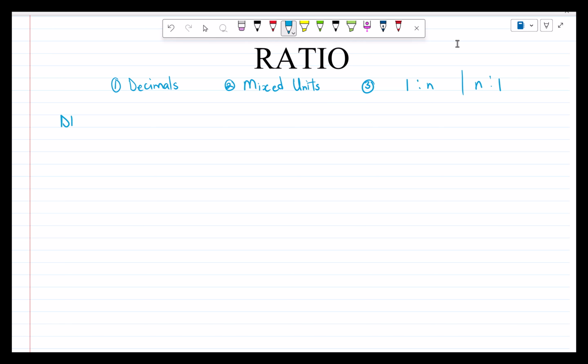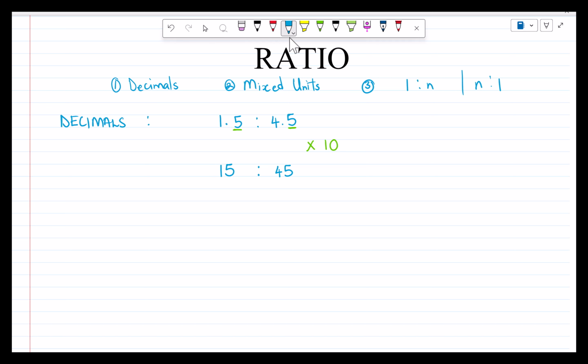So starting off with decimals, we can be given a ratio of 1.5:4.5. For us to simplify this ratio, since it is a decimal, the first thing that we'll do is to get rid of the decimal. We look at the numbers after the decimal. In this case, we have 1, and we also have 1, meaning that we are going to multiply both sides by 10 to get rid of the decimal. By so doing, 1.5 times 10 will be 15, and 4.5 times 10 will give us 45.